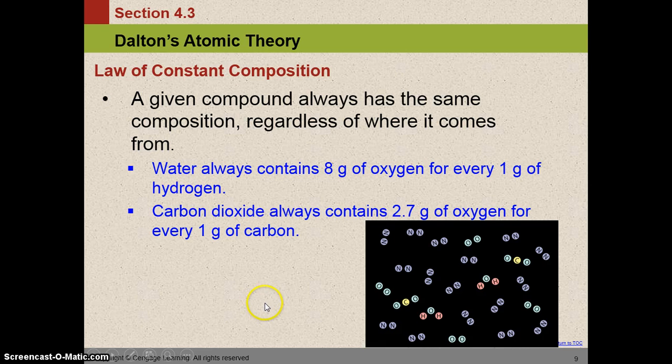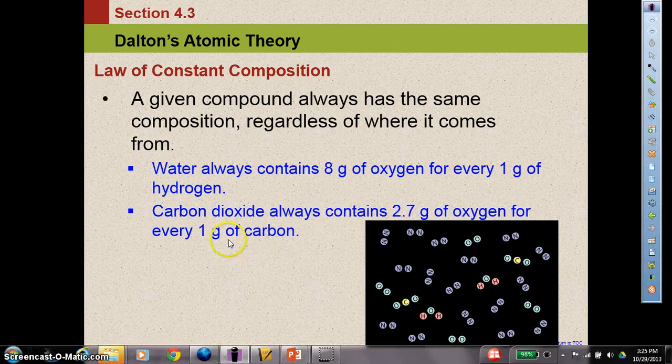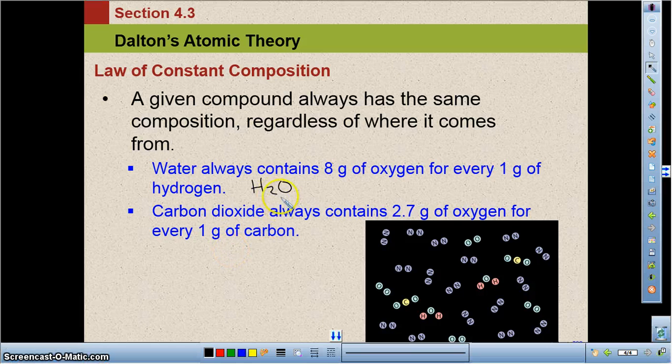So the example that your book gives is that water is always going to contain 8 grams of oxygen for every 1 gram of hydrogen, and carbon dioxide is always 2.7 grams of oxygen for every 1 gram of carbon. So the question is, what does this mean? This means that water is always H2O in this ratio anywhere on the planet, and carbon dioxide is always CO2.